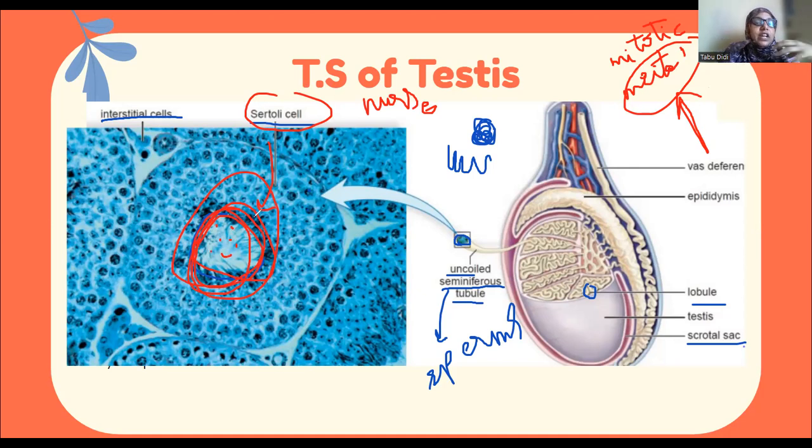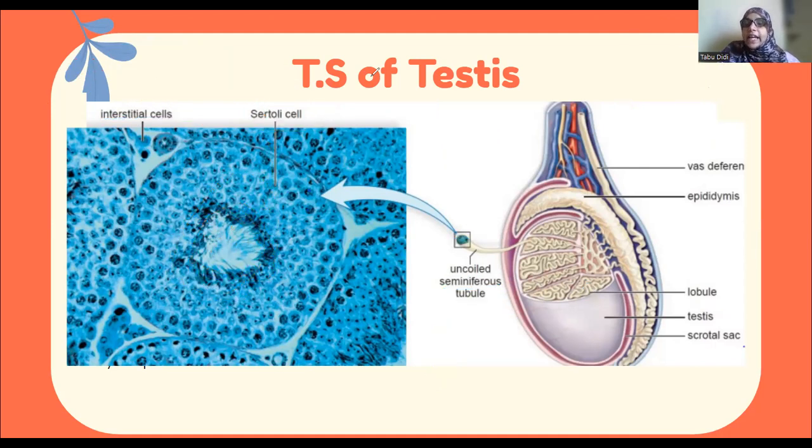Sertoli cells will give nourishment. Interstitial cells will produce hormones. Can you pause for a minute and recollect what is the male hormone? I just expect you to remember one male hormone. So it is testosterone. Testosterone is the hormone which will facilitate all these processes. So the hormone involvement is very, very important.